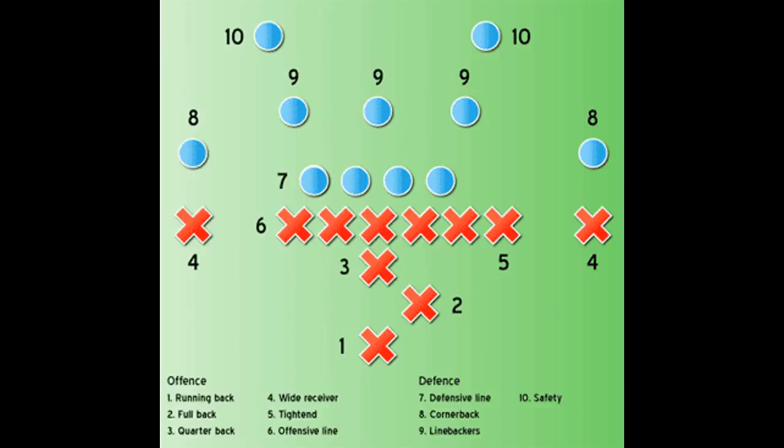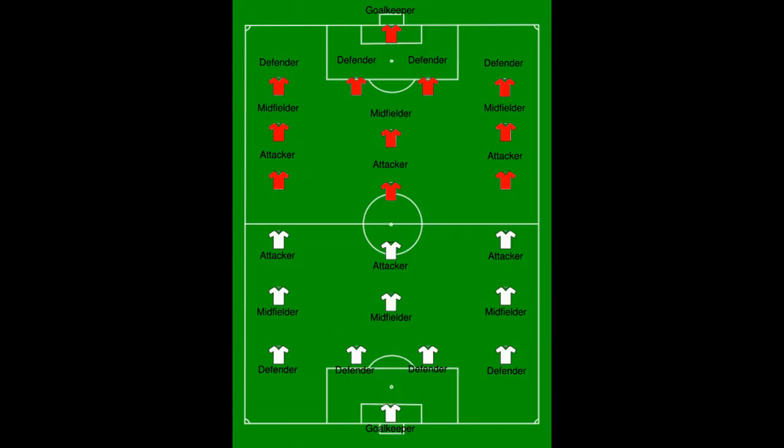Now on to soccer. Alright, here's a diagram for soccer. Okay, you've got the goalkeeper. They stand in the goal. They block the ball from going into the goal, or try anyway. Then you've got the four defenders. They stop the ball from going into the goal as well. They stop the attackers on the other side from scoring, obviously.